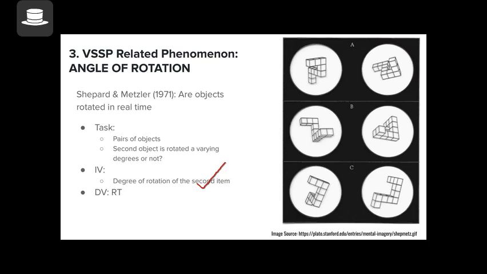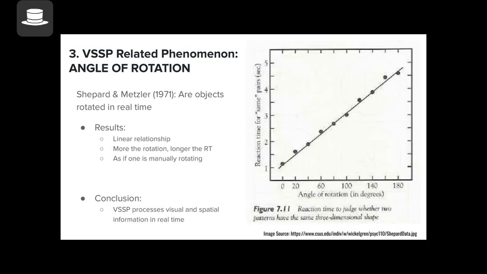And what they found was a direct relationship between angle of rotation and the time taken to respond. So there was a linear relationship. With the increase in the angle of rotation between the first and the second object, the response time increased, suggesting as if you're manually rotating the object in your head till you get to the second object's image. This suggests that VSSP processes both visual and spatial information in real time, as if you're processing it manually.